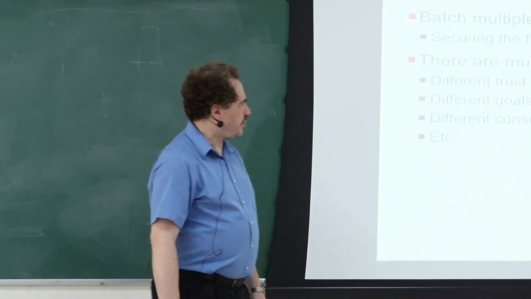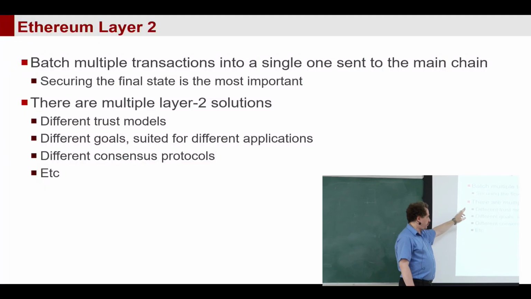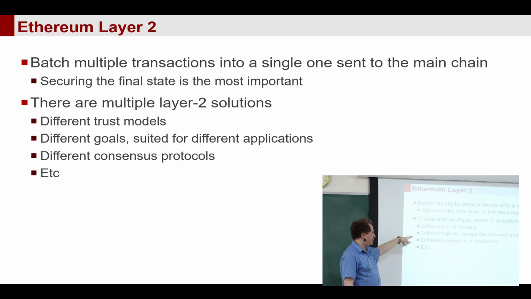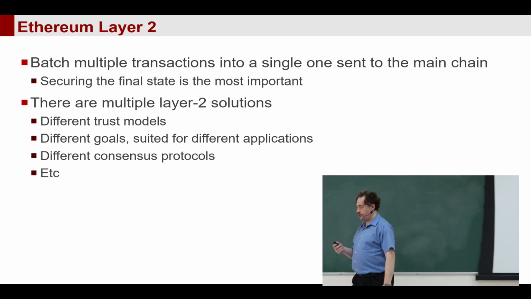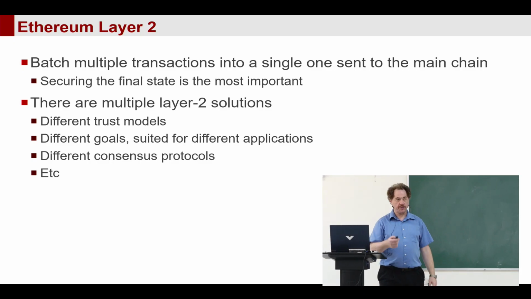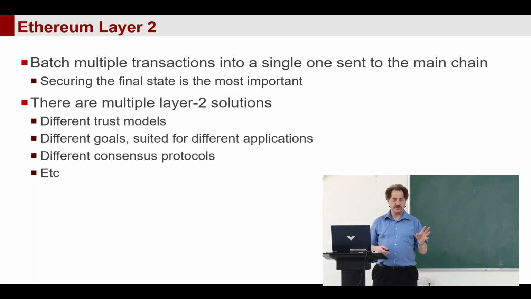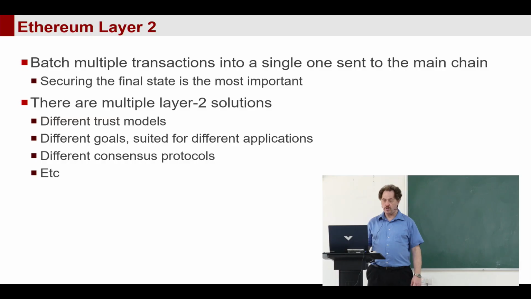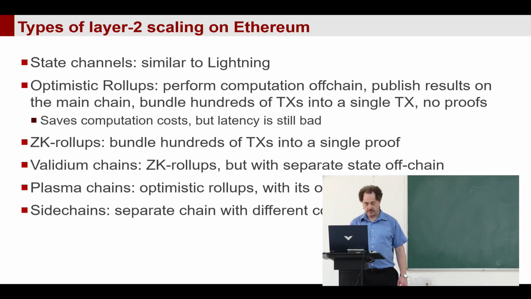And there are multiple layer 2 solutions. Those solutions differ by the trust model between the participants. They have different goals, and therefore they're suited for different applications. They use different consensus protocols, and so on. I'm not going to present everything, and by the way, layer 2 was introduced just a couple of years ago, maybe 3 years ago, so it's still in development. I'm only giving you some overview of the things that exist in layer 2 scaling on Ethereum.